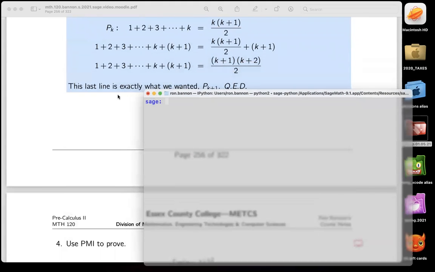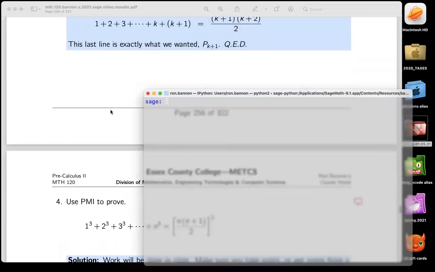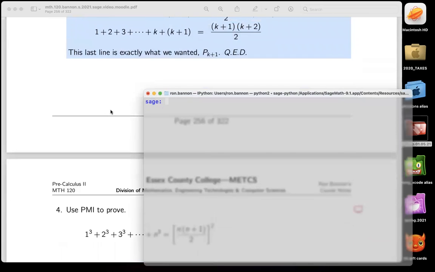Here's the problem, though. I'll be honest with you. A lot of times, algebra is really tough to do by hand. I mean, really tough. I'm not saying it's impossible. I'm just saying it's really tough to do by hand. And that's where using a computer algebra system can help you.